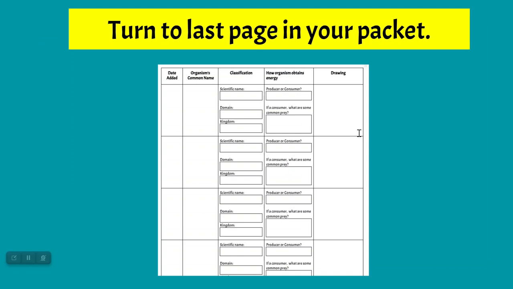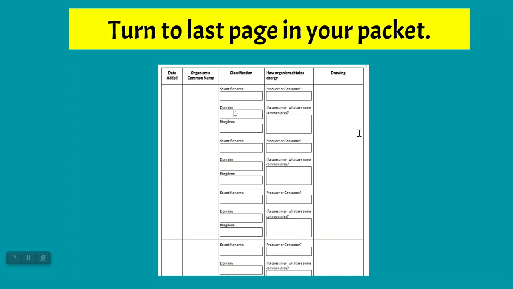All right, finally, the last page in your packet, or it may not be the very last page, look for the page in the packet that says date added and organism's common name. So this page is the place where we get to write down what we added and when we added it. So remember today we added Chlamydomonas, that's one thing. We added Spirogyra, and we added Daphnia. So you want to have 3 different boxes filled in for the things that we've added.